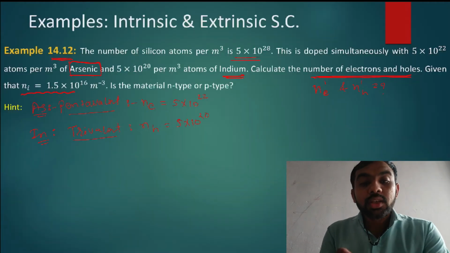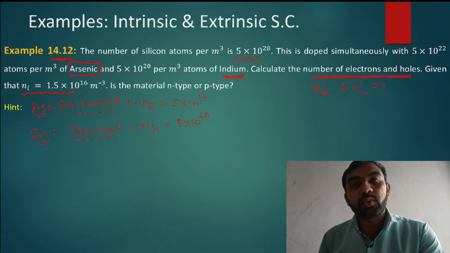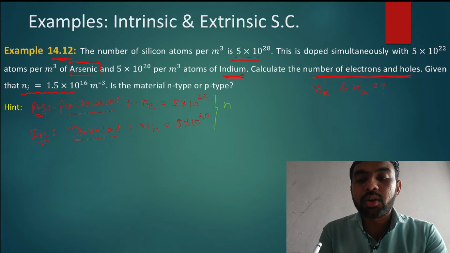Let's see. So the number of electrons is 5 into 10 raised to 22 and the number of holes is 5 into 10 raised to 20. It means the number of electrons is greater than the number of holes.